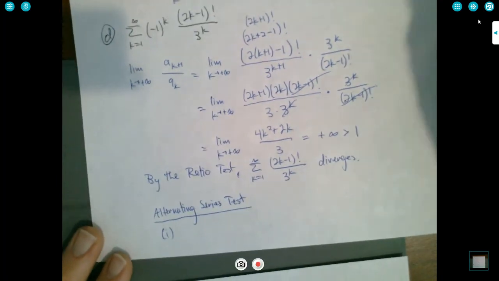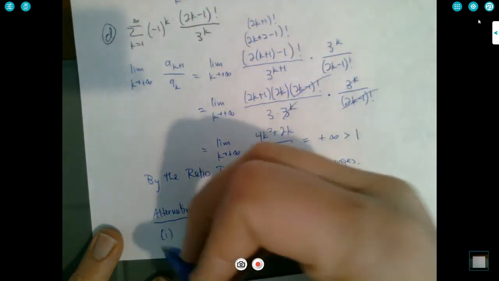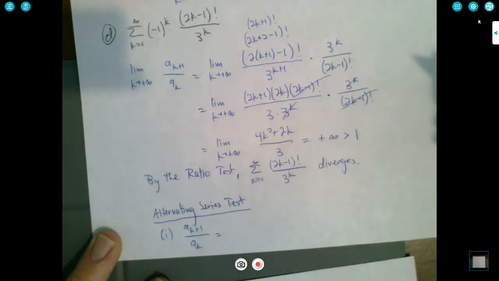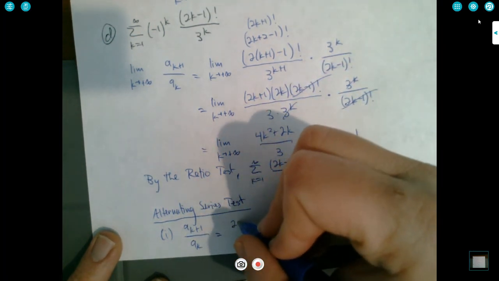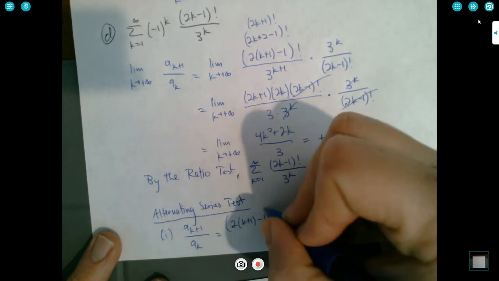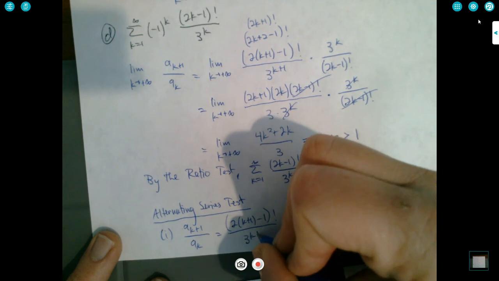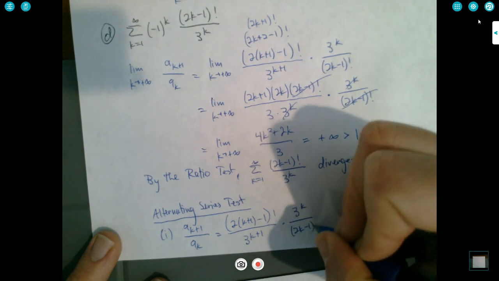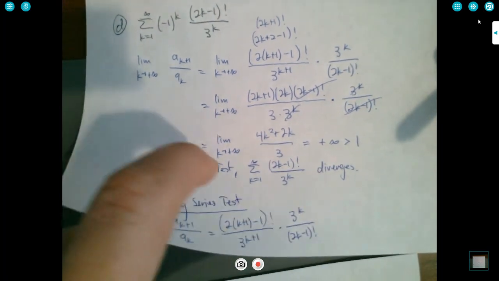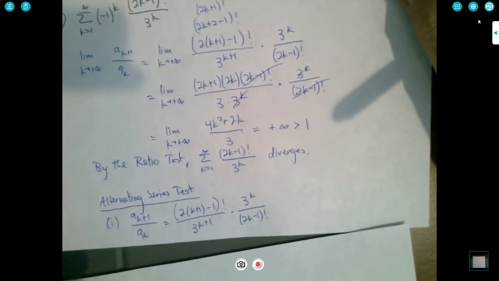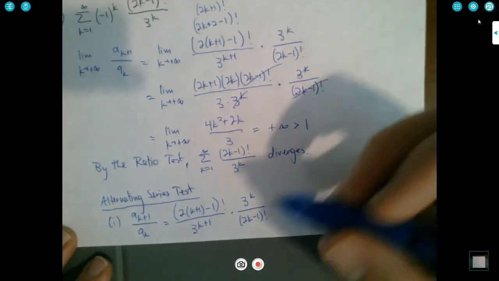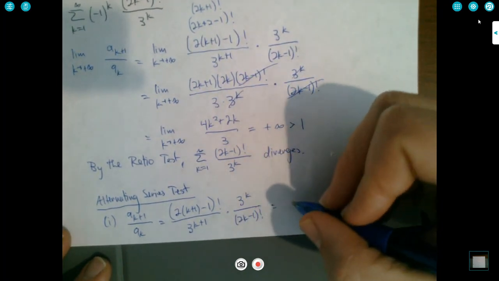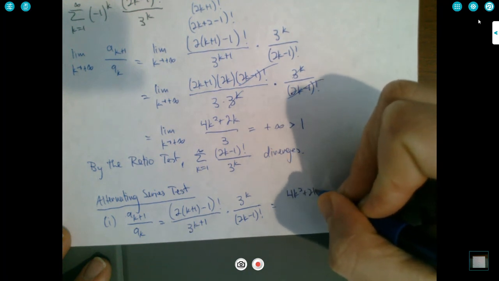So let's do that, right? In fact, we've kind of done it already. I'm going to say a sub k plus 1 over a sub k equals 2 times k plus 1 minus 1 factorial over 3 to the k plus 1 times 3 to the k over 2k minus 1 factorial. The difference between this and what we did before is that we're not taking the limit as k goes to infinity. Right? We're not going to be taking the limit, but anyway, all the same cancellations would take place. So I'm going to skip this middle step and just cut to the chase and say, well, this is 4k squared plus 2k over 3.